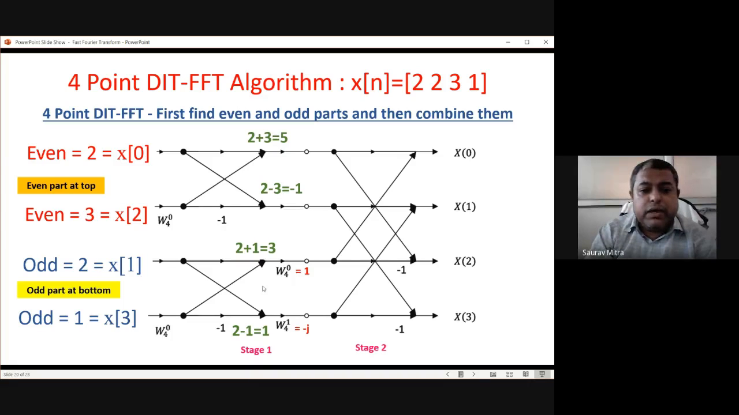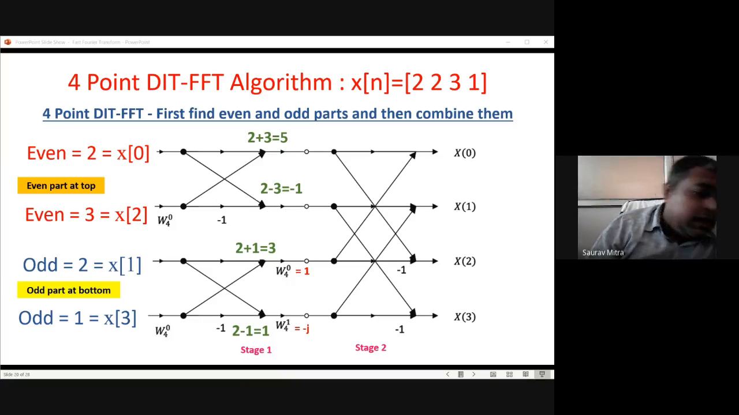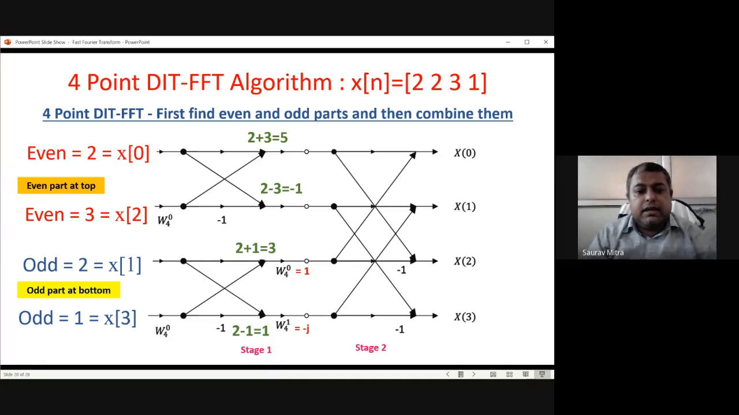Same here, 2 plus 1 is equal to 3, and this is 1 minus 2, or 2 minus 1, this is equal to 1. Okay, so here 1 gets multiplied with minus 1, so this is minus 1, and from top comes 2, so at this point it is 2 minus 1, that is equal to 1. And this 1 again goes up, and this is actually producing 1, and this 2 comes from here, so 2 plus 1 is equal to 3, likewise. So first stage output is 5, minus 1, 3 and 1.